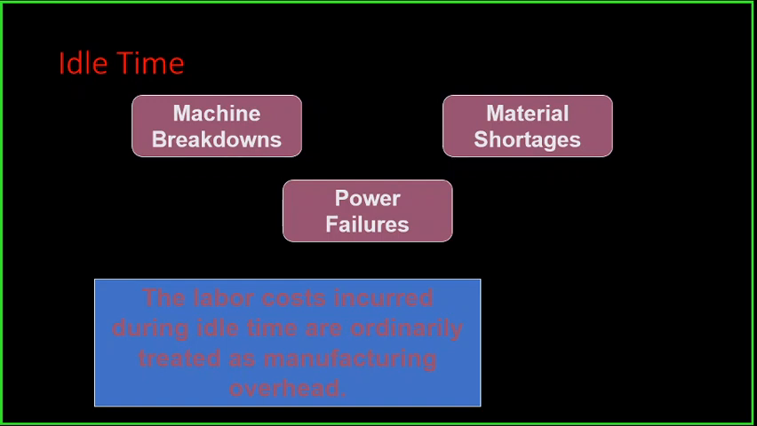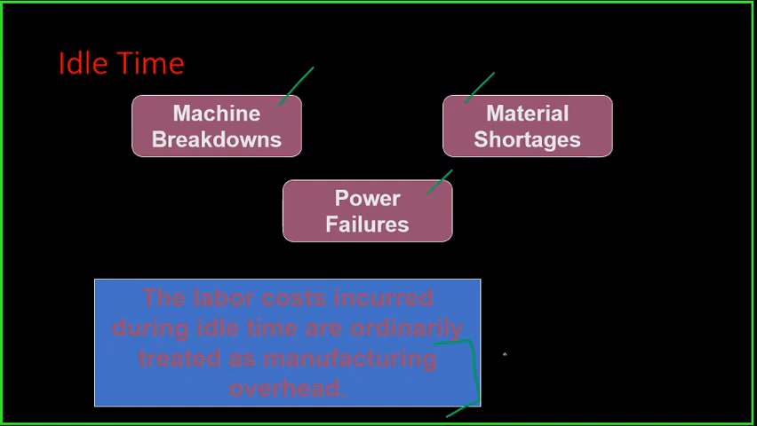Idle time costs are costs that are incurred during idle time. When is that? When you have machine breakdowns or, for example, you lost electricity, you lost internet, you're just idle, right? And material shortages, okay? Now, the labor costs incurred during idle time are treated as manufacturing overhead. Why? You still paid your people.